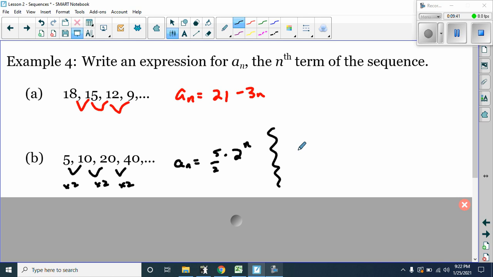More often, you'll probably see it written like this. Instead of 2 to the n, we're going to go 2 to the n minus 1. And that way, when I plug in 1, I get 2 to the 0, which is 1. So then I can just multiply it by 5, and I don't have to worry about 5/2 there. Either one's acceptable. Either one would be correct.